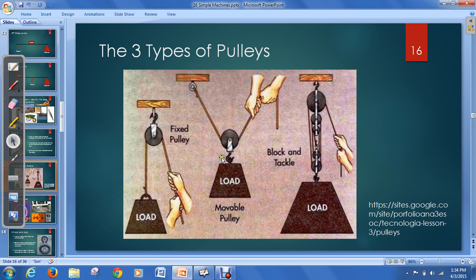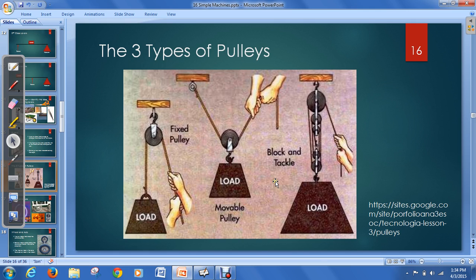You can also have a movable pulley, like a zip line, where the load is on the pulley itself, and then it moves along the rope. And then you can have a block and tackle pulley, or what I would call a complex pulley, which is just where you have many pulleys put together. These block and tackle pulleys can actually lift very large loads because not only do they change the direction, but the many pulleys themselves can help support some of that weight. So again, you have to pull the rope a farther distance, but you have to use less force. This is an example where it helps with changing the size of the force.